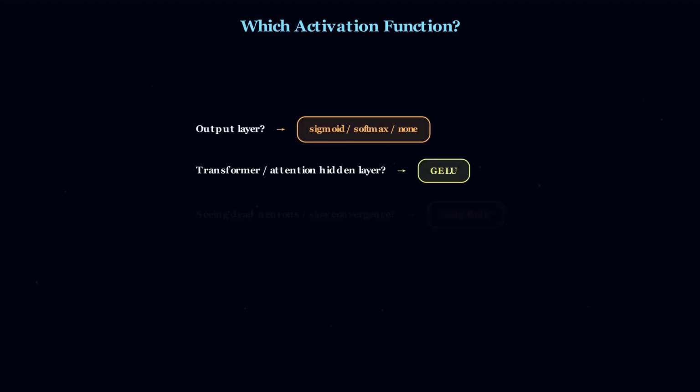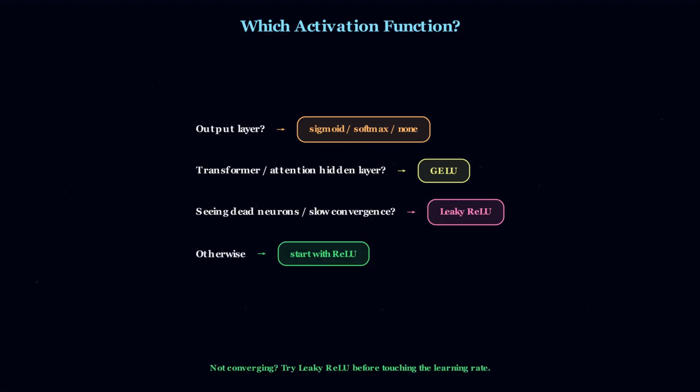Decision flowchart. One question at a time. Is this the output layer? Yes. Use Sigmoid for binary classification, softmax for multi-class, no activation for regression. Is this a hidden layer in a transformer or attention model? Yes. Use GELU. Is dying neuron a problem? Are you seeing many dead units or slow convergence? Yes. Switch to Leaky ReLU. Otherwise, start with ReLU. It is fast, it works, and it is the default for a reason. One practical tip: if your network is not converging, try switching ReLU to Leaky ReLU before touching the learning rate. Dead neurons are a surprisingly common silent culprit.